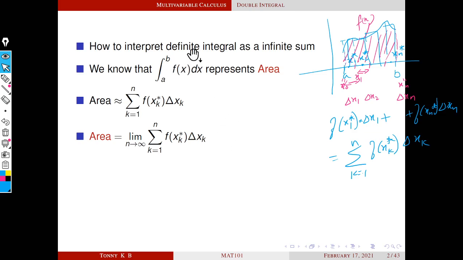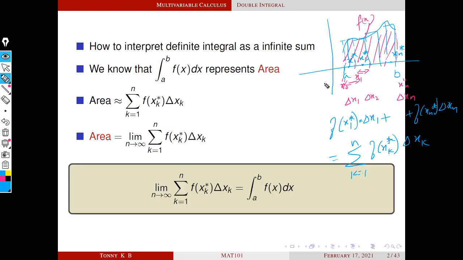So we know that this integral gives the area, and this infinite sum also gives the same area, so we can equate these two. That's one interpretation of the definite integral as an infinite sum. So we can conclude that the limit as n tends to infinity of the sum from k equal to 1 to n of f of xk star delta xk is equal to the integral from a to b of f of x dx. So we can represent this type of infinite sum using this integral. You got it? Using this notation, we are trying to generalize to the double integral.